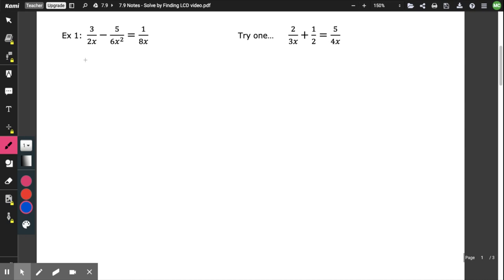We're going to be solving rational equations now by multiplying the entire equation by the least common denominator. So the first thing we need to do is figure out what that least common denominator is. For this one, for 2, 6, and 8, the least common multiple of those is 24. And between x and x squared, we would take the x with the largest exponent, so x squared.